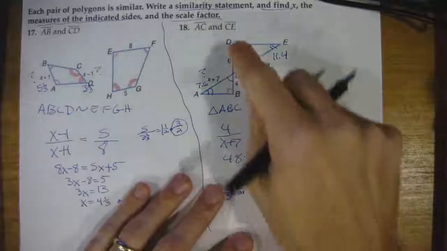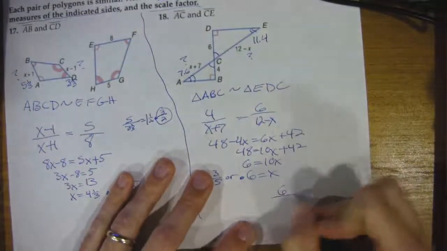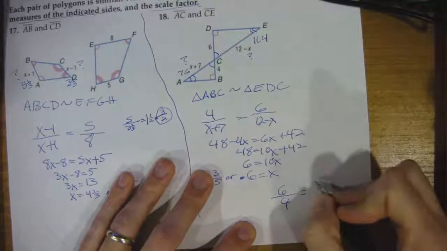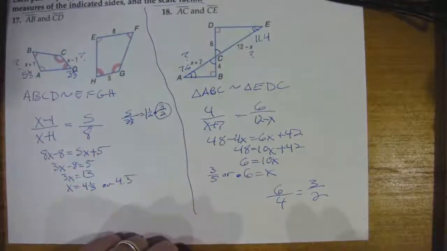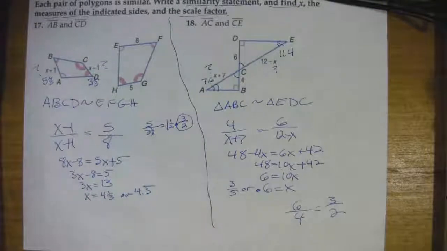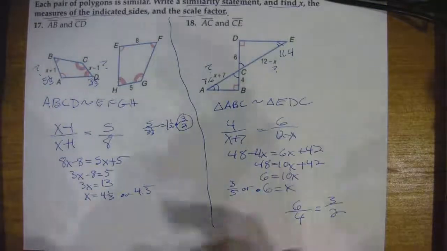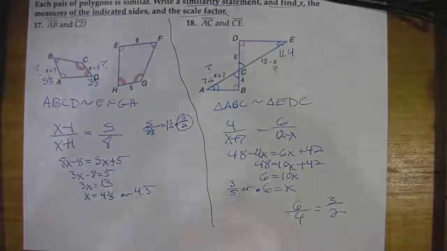Our scale factor, again, large to small, I'm going to write it as 6 to 4, which is simply 3 to 2. Funny, they have the exact same scale factor. So that's what we're doing today. We're simply making these comparisons, looking if we have similar items or not. If we do, wonderful. If we don't, that's cool too, just so long as we know why.